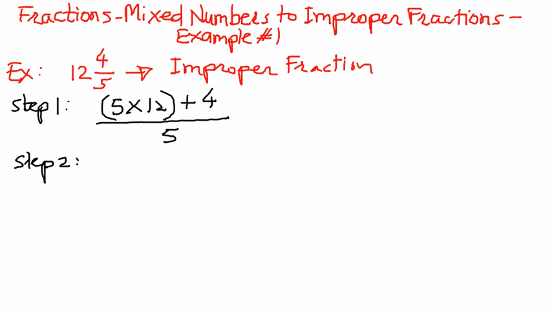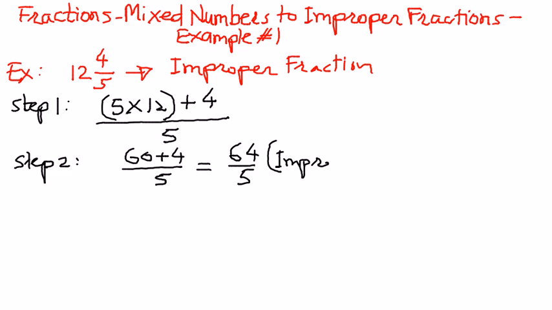5 times 12 is 60 plus 4 divided by 5. So 60 plus 4 is 64 divided by 5. So therefore, 64 over 5 is an improper fraction.